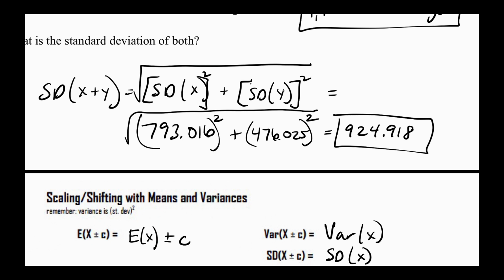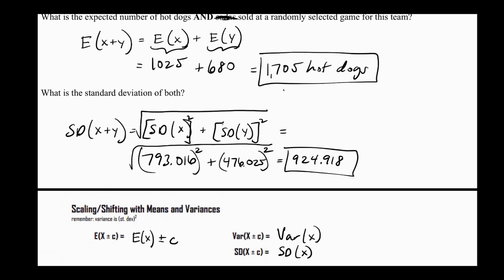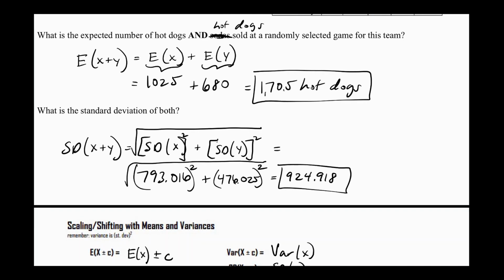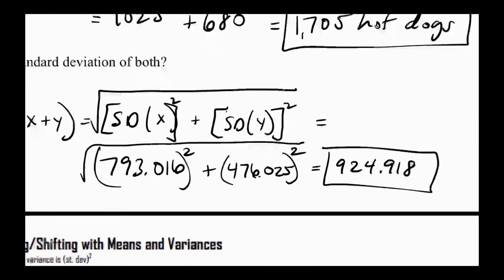Okay. Thank you. So be careful there, because a lot of times I see people just try to add them together. Add up 793.016 and 476.025. They'll try to add them up, like we did it for means. Standard deviation is a separate game. So anytime you're combining or finding the difference, this is what you're going to do.